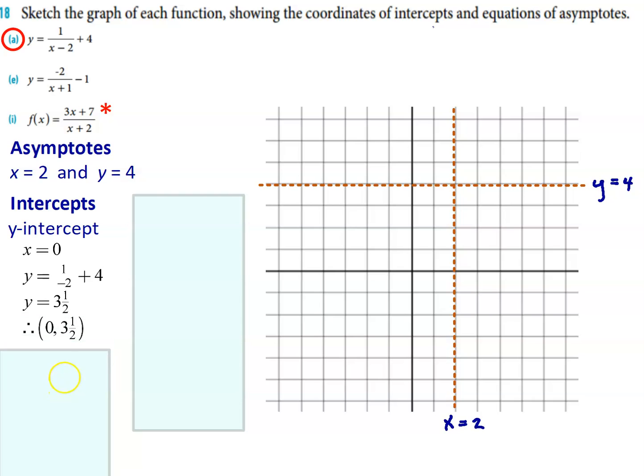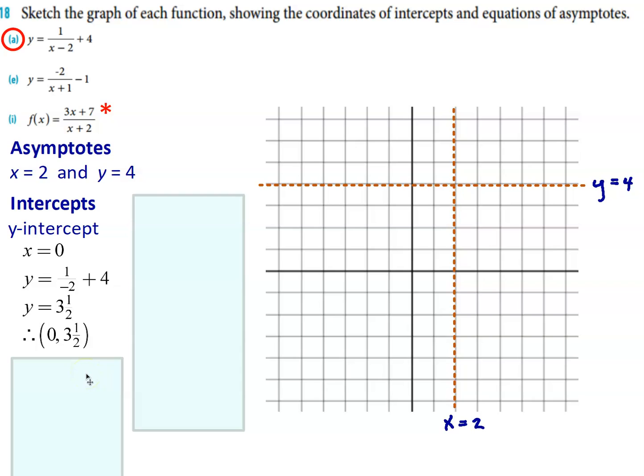Okay, I'll better shift that on down. My little graph program here sometimes leaves out the fraction bars. There we go. There it comes back. So that's a little bit better. So set x equal to 0, and that gives us 1 over negative 2 plus 4. That's 4 plus negative a half, which is 3.5. So one intercept is at 0, 3.5.